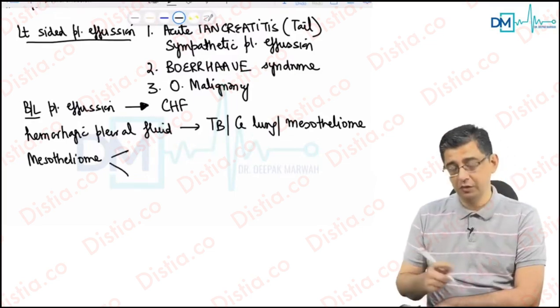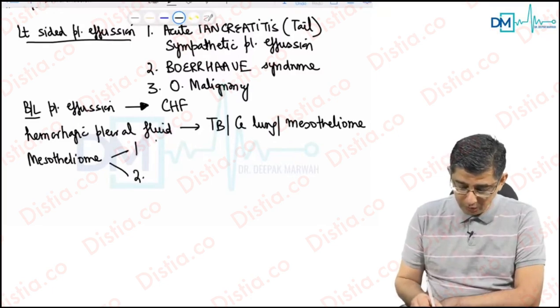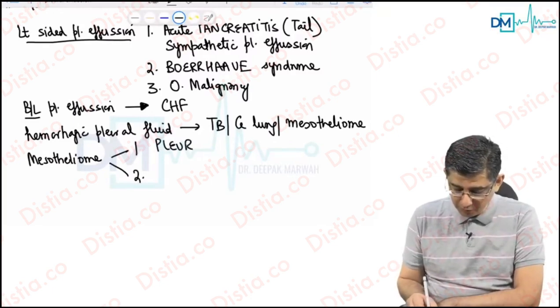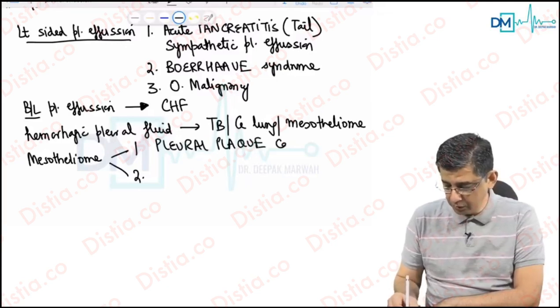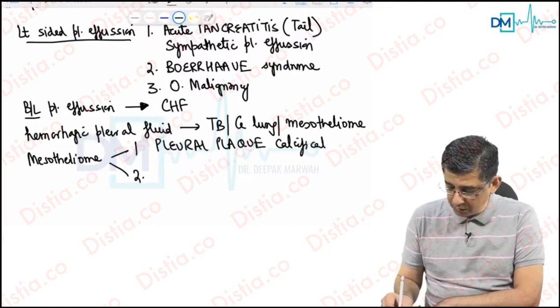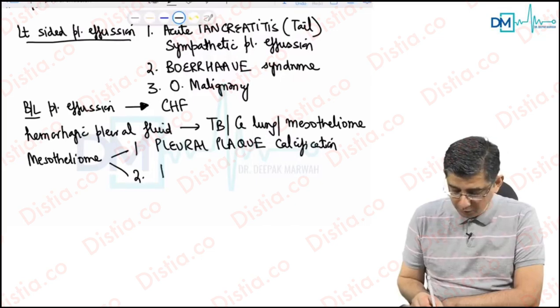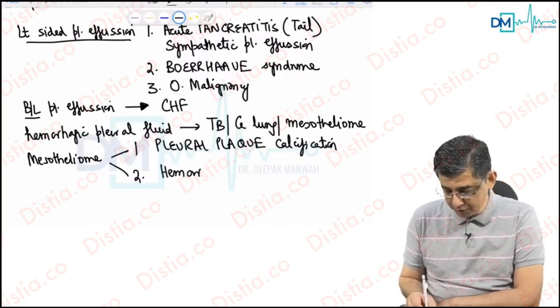So I'm writing it vice versa also. Mesothelioma, the MCQ said which condition will cause pleural plaque calcification. Very straightforward. That is going to be mesothelioma. And then he mentioned regarding bloody pleural effusion present in this case, which is definitely the case.